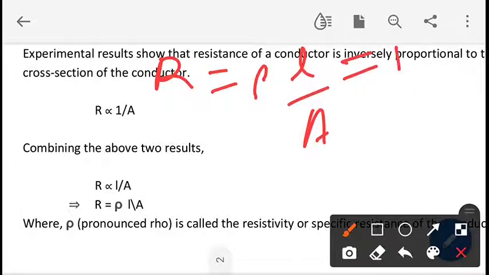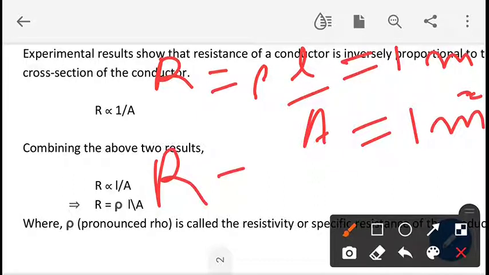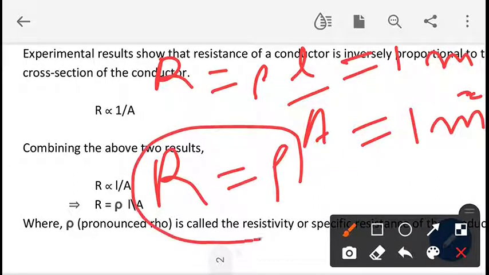If I take length 1 meter and cross section area 1 meter square, R is numerically equal to rho, because the value of L is 1 and the value of A is 1. It means when a conductor has length 1 meter and cross section area 1 meter square, the resistance of the conductor is called the resistivity. That's it. Resistivity is also a resistance of the conductor.